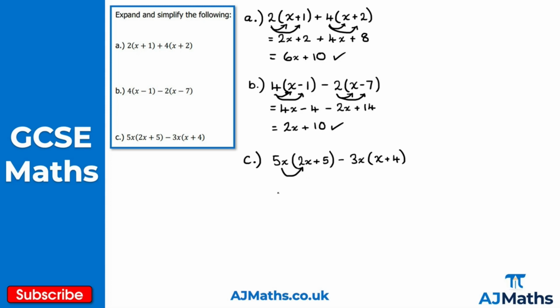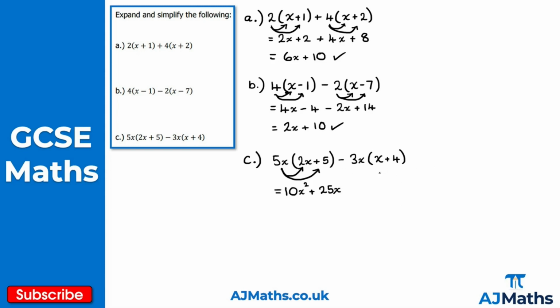Times it by 2x, that would give us 10x. Oh, sorry, 10x squared. So just be careful here with the rule of indices. So 5x times 2x gives us 10x squared. We've then got 5x times positive 5. That would give us 25x. So plus 25x. That's the first bracket expanded.